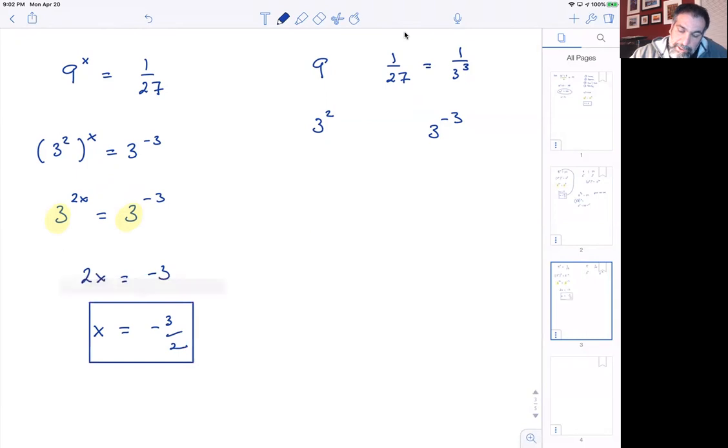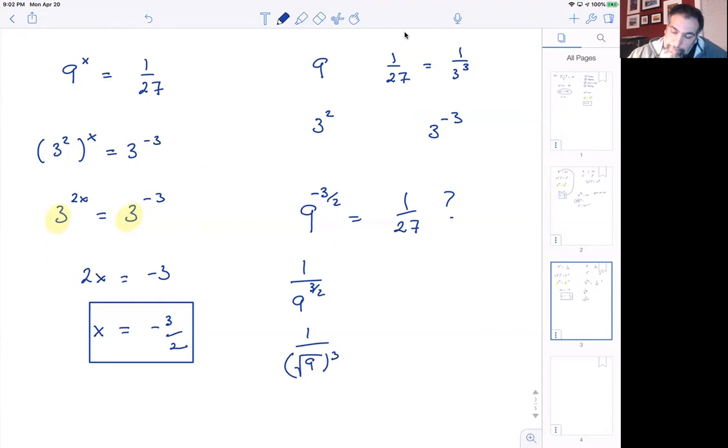Again, just to check this answer, if I substitute that back in, I'm saying 9 raised to the negative 3/2 is equal to 1 over 27. We'll write a question mark because we're going to check to see if that's true. First thing I'm going to do is use my negative exponent to make this 1 over 9 to the 3/2. Then I'm going to make it 1 over, the root is the square root, and the power is the 3rd power, power over root. So that's going to give me 1 over 3 to the 3rd, and that will give me 1 over 27. So again, it's all about a method of common bases. Make both sides share the same base.